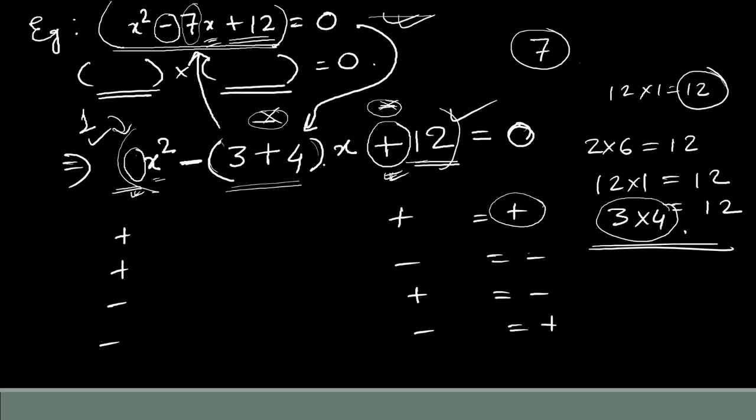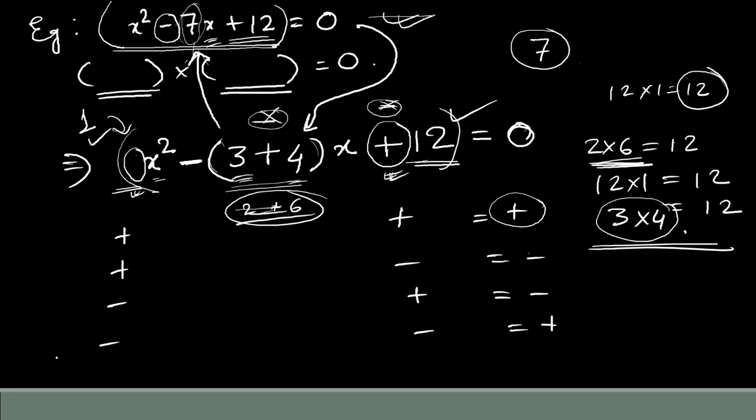We cannot write it as 2 plus 6. 2 times 6 also gives 12, but we cannot write this here as 2 plus 6, because 2 plus 6 gives us 8, but here we have 7. So we have to write these terms in such a way that this addition gives us the coefficient of the original x. Hope you guys understood this.